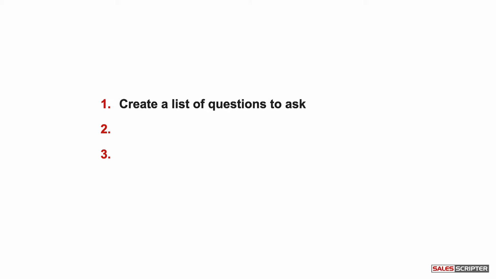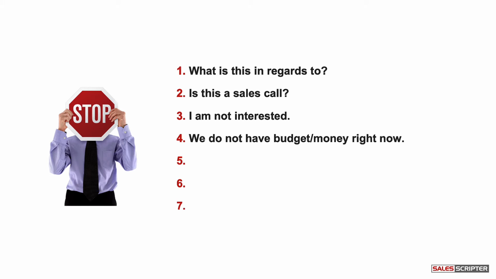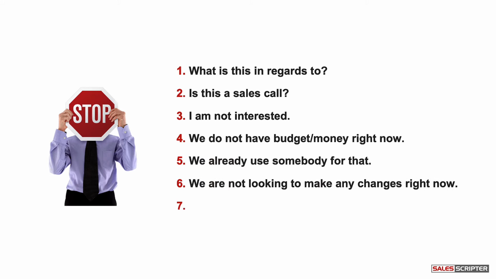And the second step for becoming completely prepared for the different directions a cold call can go is to simply have responses for the objections that you can anticipate coming up. And the reality is that there are only 7 objections that will come up again and again. What is this in regards to? Is this a sales call? I'm not interested. We do not have any budget. We already used someone for that. We're not looking at making any changes right now. Just send me your information for now.